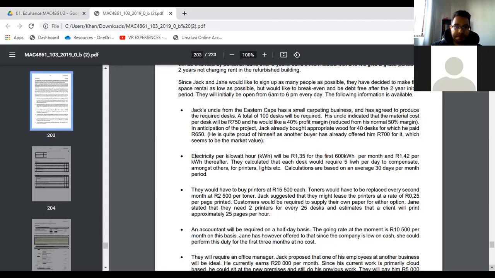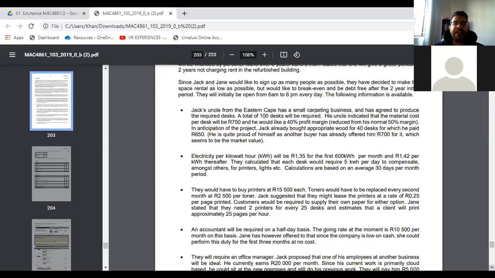So that means we're going to have to work out some amount that includes all costs plus all debt, and work out how much sales they need to make in order to cover all their costs and all their debt in a 2-year period.